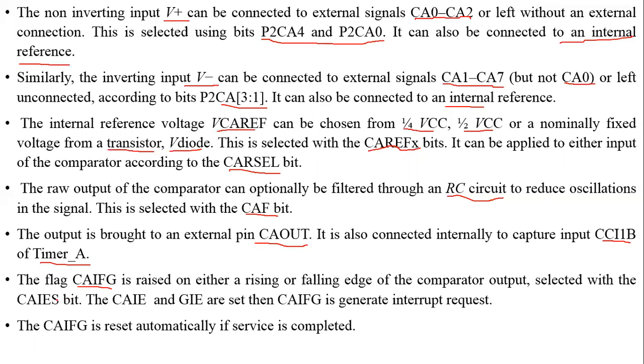If the flag is selected by using the CA interrupt enable selection bit, it is set. Then the interrupt enable and GIE, general interrupt enable, are set, and CAIFG is generated as an interrupt. This interrupt will be automatically reset, that means 0, after service is completed. Okay, those are the main points about your comparator.